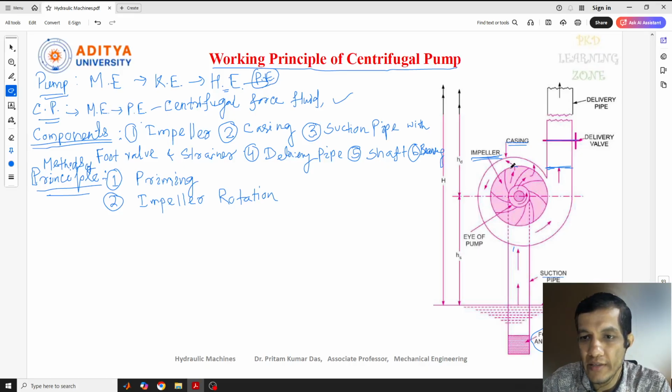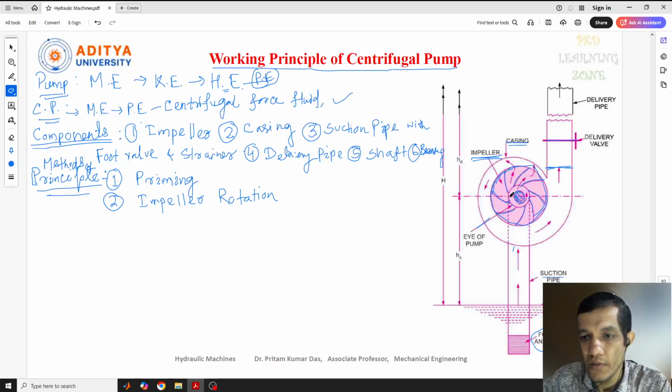If you see this impeller, this is our impeller part. In this impeller, a number of buckets or vanes are connected. These are the vanes we are seeing, the buckets or blades, as you can also say. These are connected in the impeller, and this impeller is connected to the shaft. And this is called the eye of the pump.